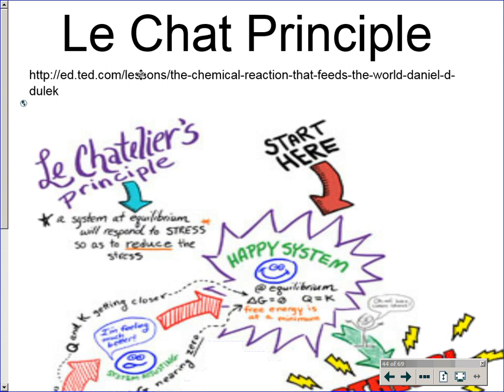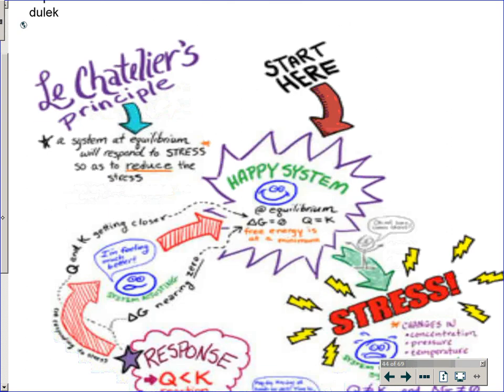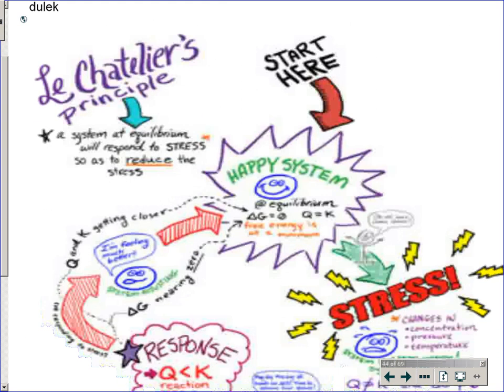So we're going to follow this map for a second, and then we're going to watch the video. Here's Le Chatelier's principle. That's the whole name, okay? A system at equilibrium will respond to stress. Me taking sleep away from you is a stressor. It will respond to stress to reduce that stress. You have to find a way to respond.